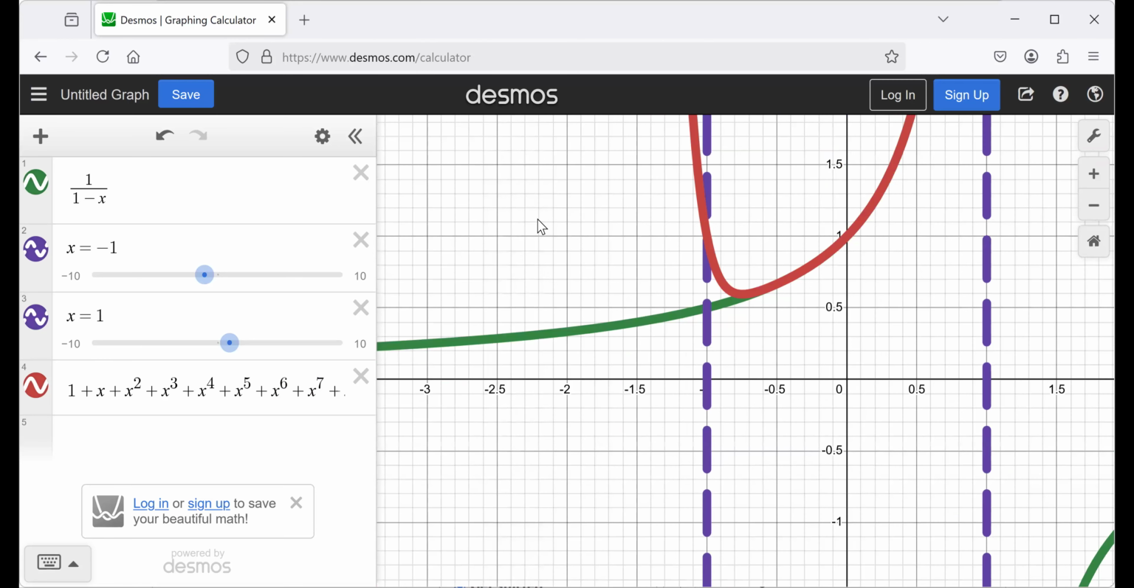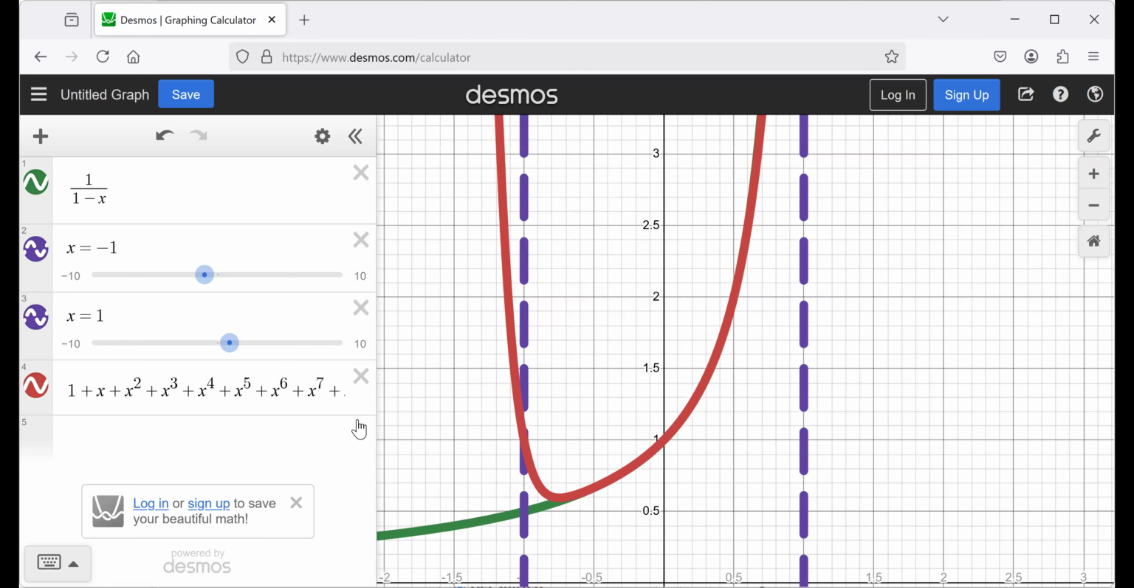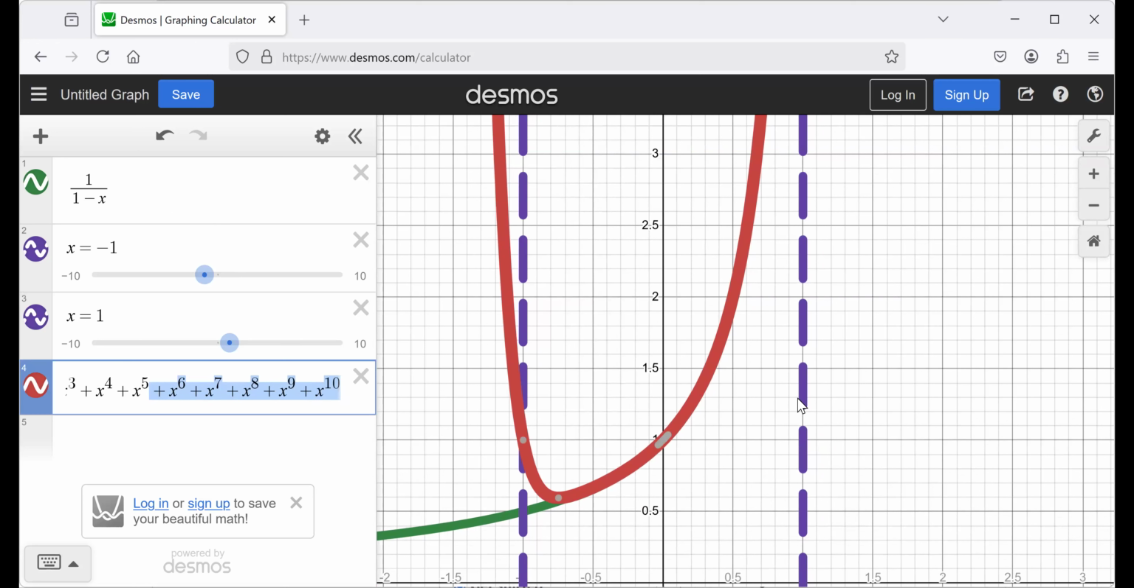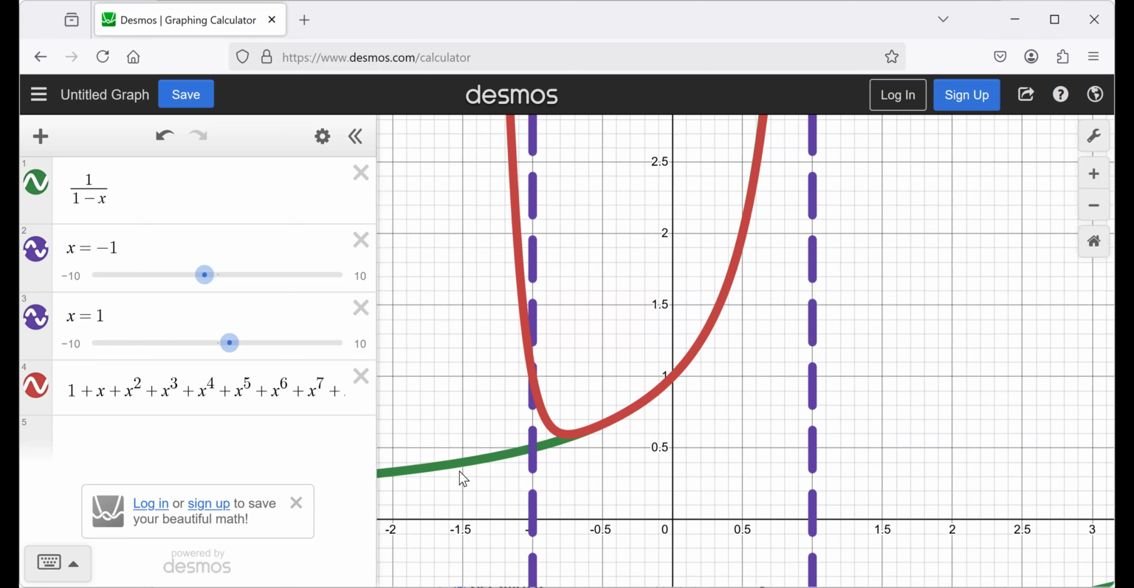But around 0, this is doing a really good job of looking like this curve. And if I didn't have to stop somewhere, if I could just keep going forever, this would look more and more like the curve, even in these regions here. And in the infinite case, the infinite degree polynomial would exactly equal this curve.